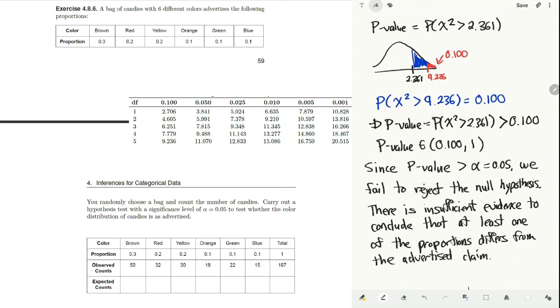So that concludes our lesson for this video. In the next video, we will look at the other two chi-square tests, and I'll see you then.